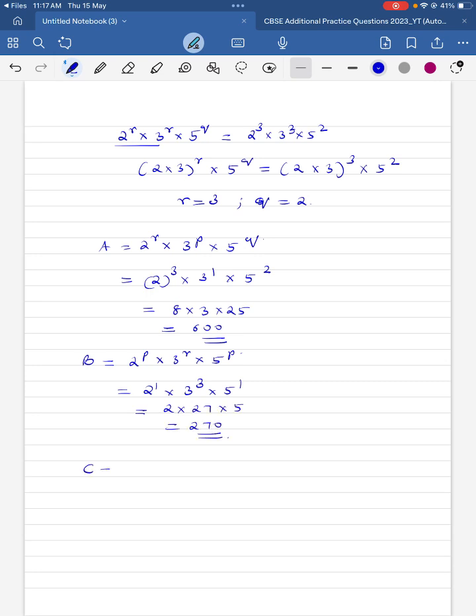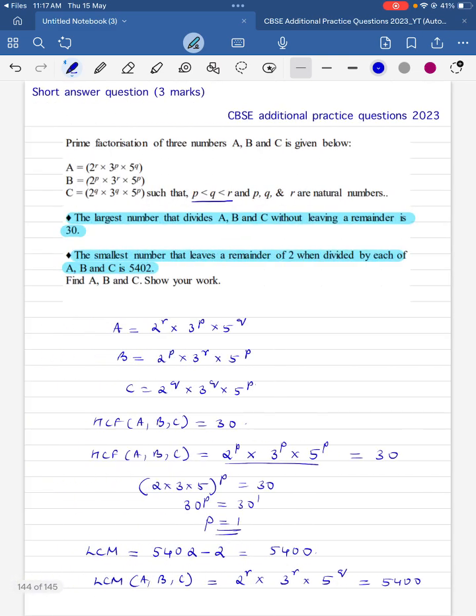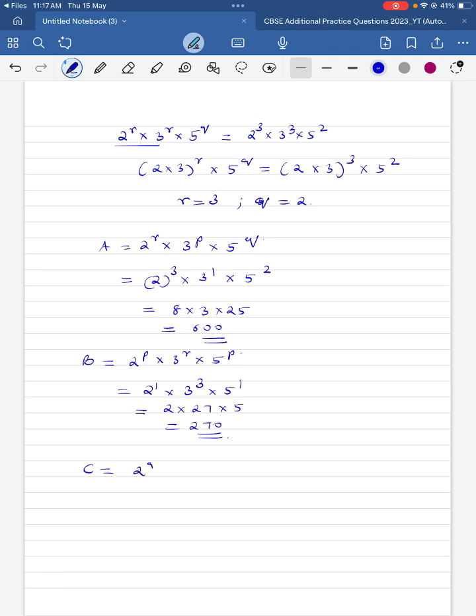Now the value of C, on the other hand, has the prime factorization 2 to the power of Q times 3 to the power of Q times 5 to the power of P. Let me replace the values of Q and P in this. Q is 2, so 2 squared times 3 squared times 5 to the power of 1, which is 4 times 9 times 5, which is 180. So we know the values of A is 600, B is 270, and C is 180. I hope the question is clear.